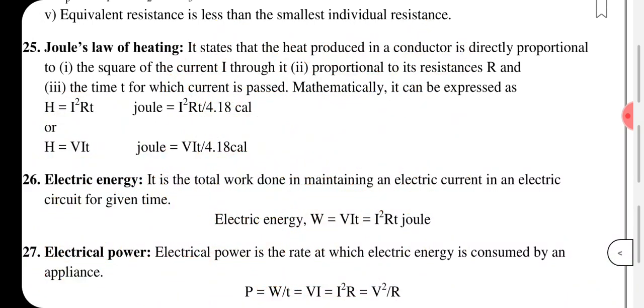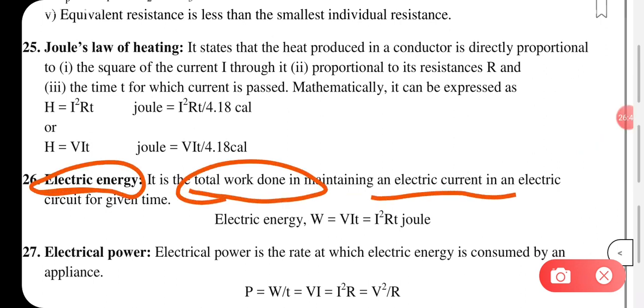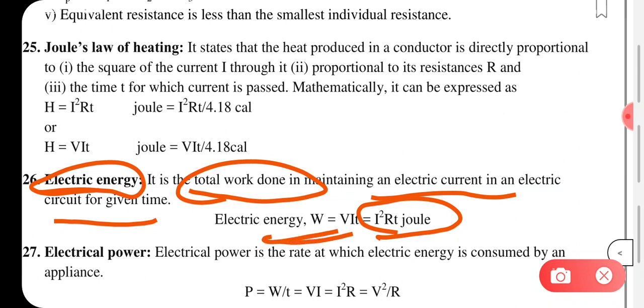Now the next thing is about electric energy. It is the total work done in maintaining an electric current in an electric circuit for a given time, and it is measured in joules. So work done and heat produced are one and the same. Here we talk in terms of heat produced, or the work done is the amount of heat produced. It is directly proportional to the square of the current, and also to the resistance and the time.